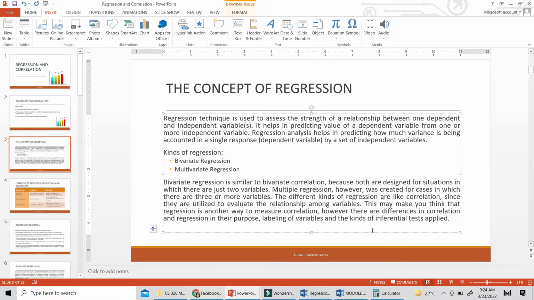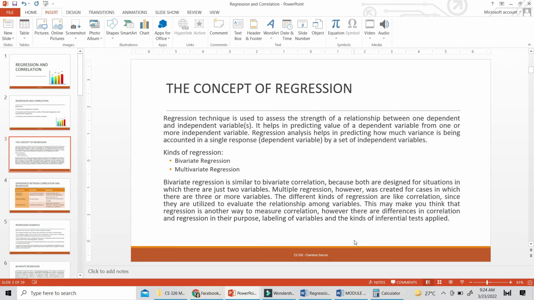So you may think that regression is another way to measure correlation. However, there are differences between correlation and regression in their purpose, labeling of variables, and the kind of inferential test applied. So what do you mean by inferential? Later I will discuss what inferential is, but first I will give a quick discussion of what an independent variable is before we proceed to the next slide.